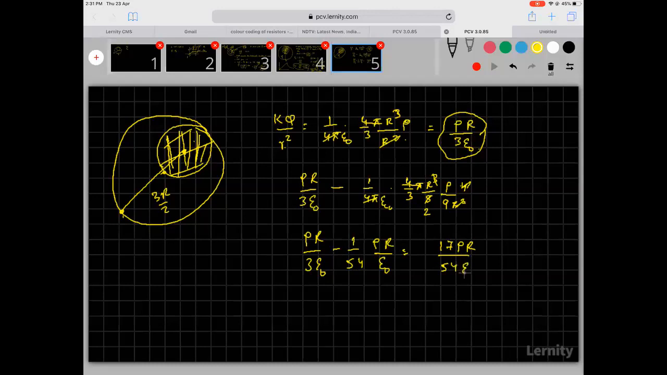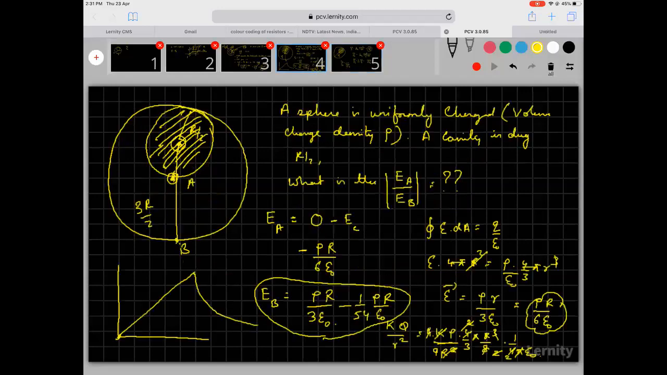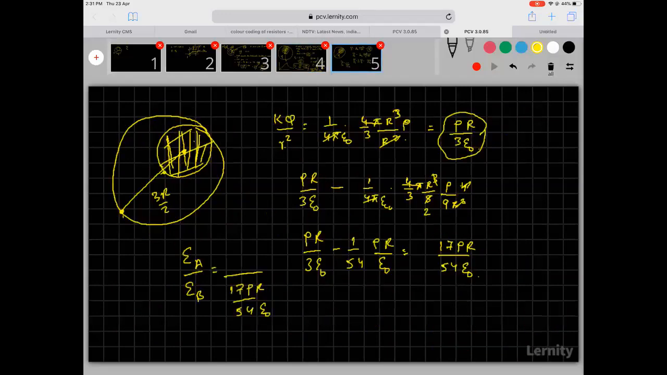So they asked you EA by EB. EA by EB is equal to, EB is 17 rho r by 54 epsilon naught. EA we have already found out. EA we have found out was rho r by 6 epsilon naught. So this rho r got cancelled, epsilon got cancelled, 54 goes up. 54 by 6 into 17. So 6 will go 9 times, so it becomes 9 by 17. So EA by EB is equal to 9 by 17.